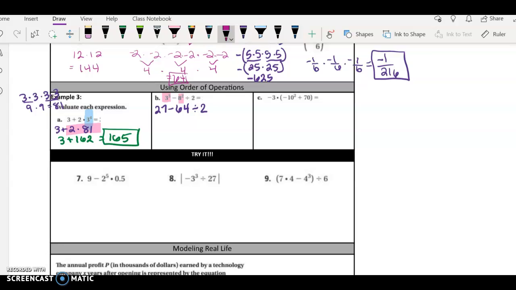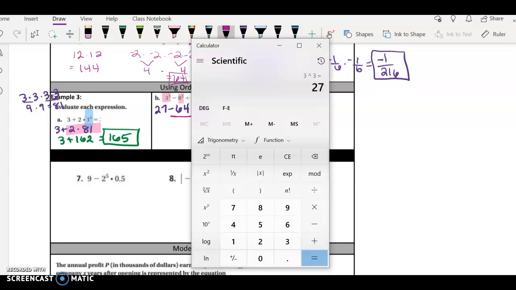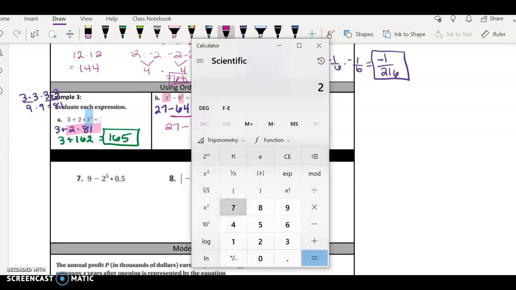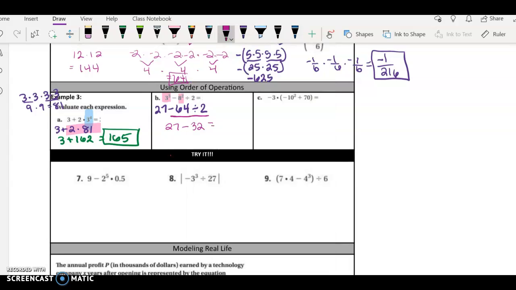So now I'm going to divide. Now we can use that as a negative. So now it's negative 64 divided by 2. So negative 64 divided by 2, we get negative 32. So we have 27 minus 32. 27 minus 32 gives us negative 5.